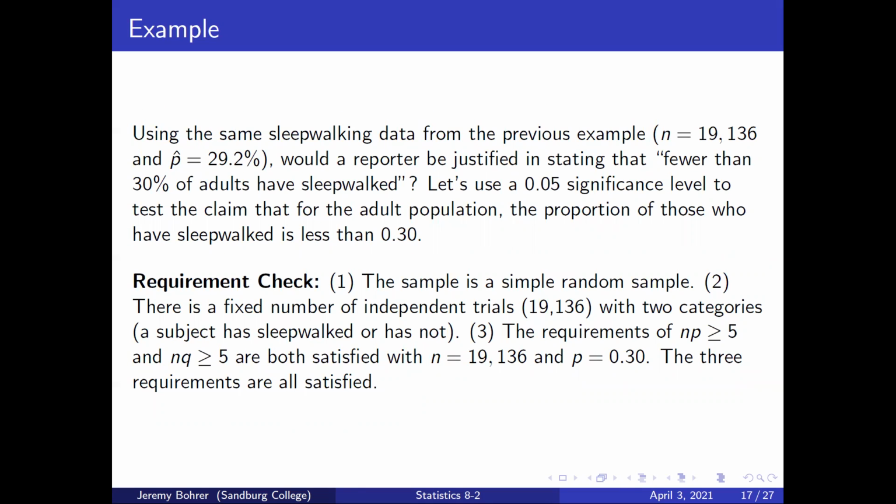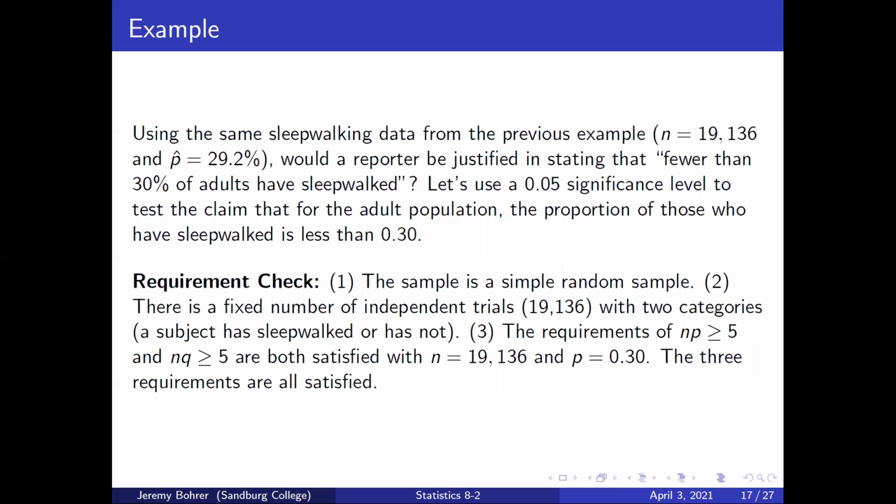Using the same sleepwalking data from the previous example, n equals 19,136 and p hat equals 29.2%, would a reporter be justified in stating that fewer than 30% of adults have sleepwalked? Let's use a 0.05 significance level to test the claim that for the adult population, the proportion of those who have sleepwalked is less than 0.30.